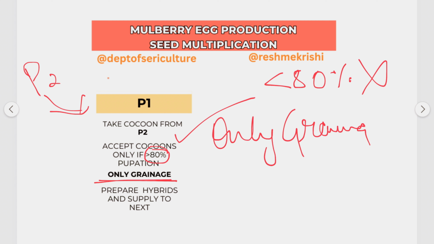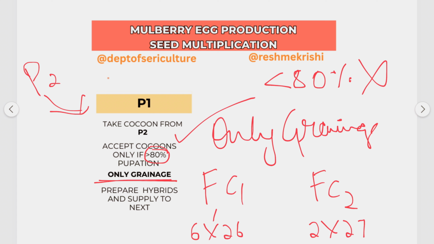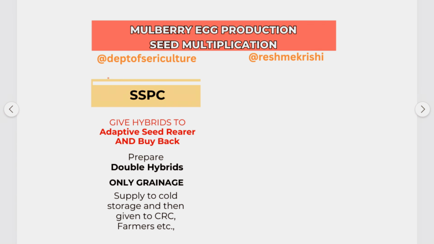only grainage. Here they do FC1 crossing and FC2 crossing, meaning 6 into 26 and 2 into 27. They make the first hybrids, then they send them to the SSPC. So what is SSPC? SSPC is a commercial rearing institute, or we can call it F1 grainage.